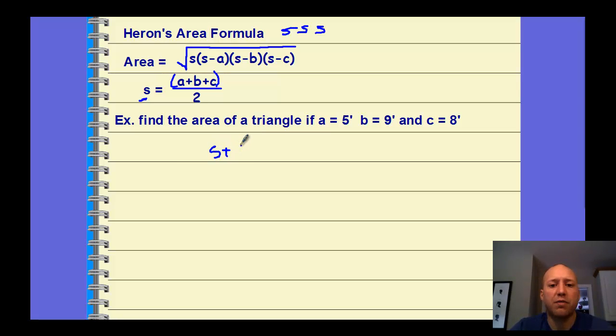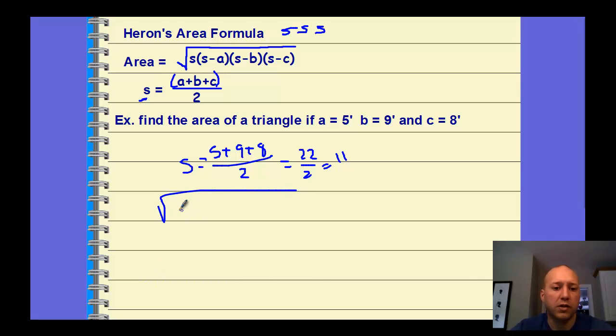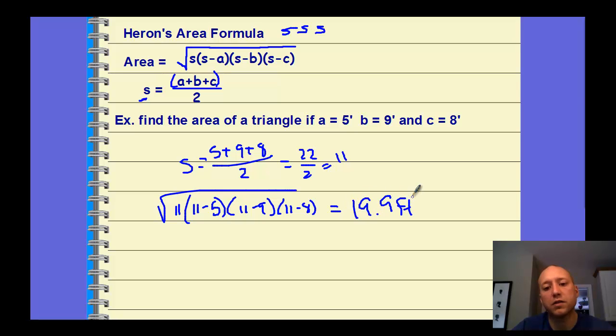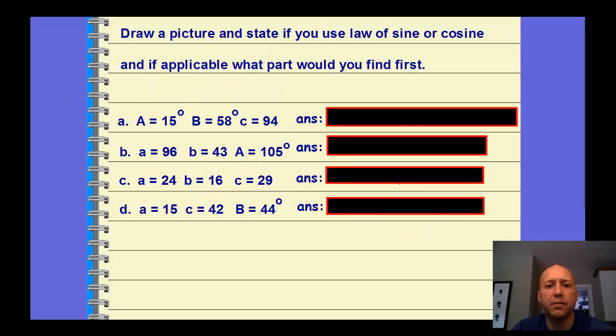And so this would be 5 plus 9 plus 8 over 2. So that's 22 over 2. So our S value here is 11. And so for the formula, it's going to be 11 times 11 minus 5 times 11 minus 9 times 11 minus 8. If you evaluate that, you find that's equal to 19.9 feet squared area. Make sure you include your units. And so this would be the area of that triangle. So it's area using side, side, side.